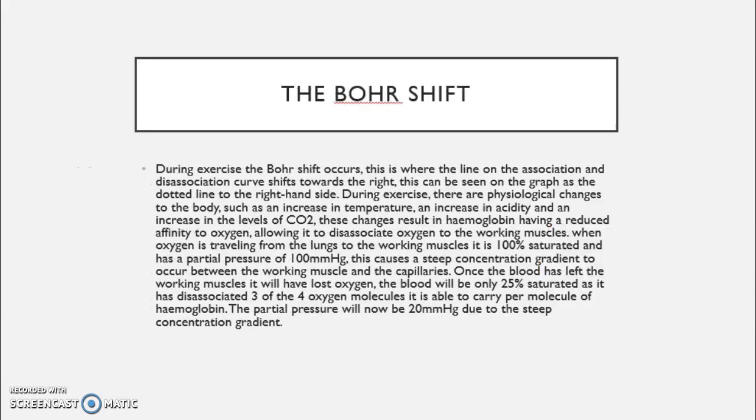So next we've got the Bohr shift, and during exercise the Bohr shift will occur, and this is when the line on the association and dissociation curve shifts toward the right. And this can be seen on the graph as the dotted line on the right hand side.